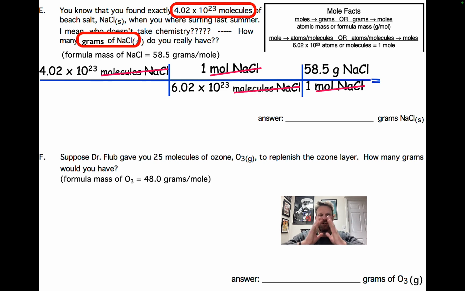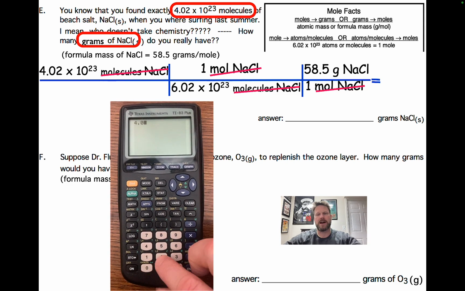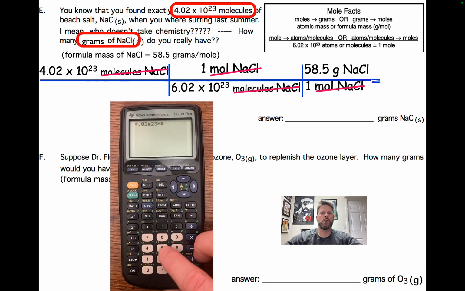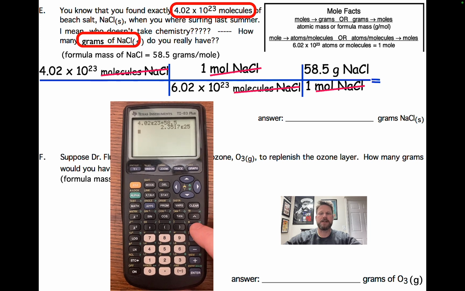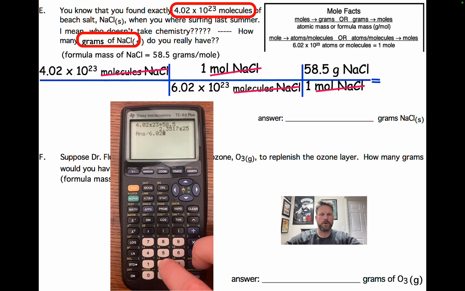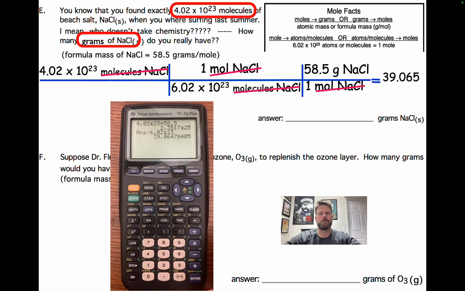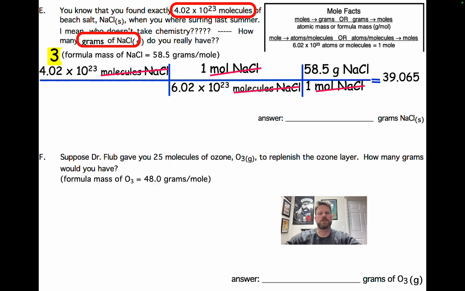Excellent. To perform the calculation, multiply the numbers on the top of the train track and divide by the numbers on the bottom of the train track. In this case, we need to multiply 4.02 times 10 to the 23rd times 58.5, then divide by 6.02 times 10 to the 23rd. This will give us 39.065 grams of salt. Once again, the number given to us in the problem has 3 significant figures, so the answer can only have 3 sig figs. The correct answer to this problem is 39.1 grams of NaCl.